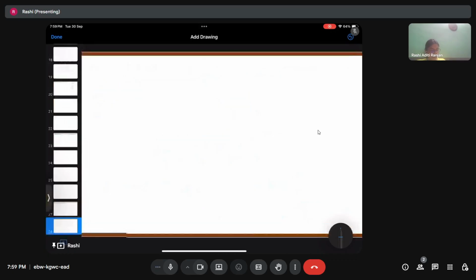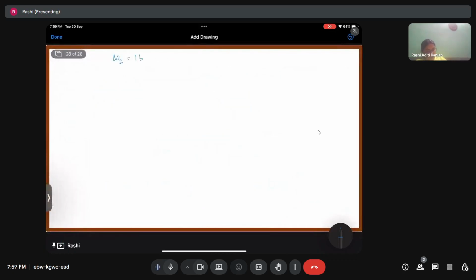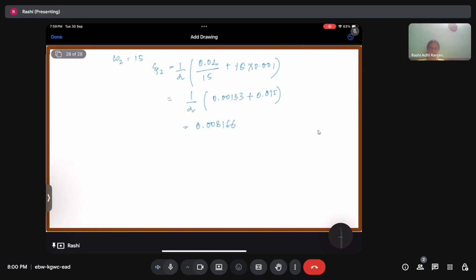For the second case, when omega 2 is 15, we have eta 2 as 1 by 2 into (0.02 by 15 plus 15 into 0.001). This will give 1 by 2 into (0.00133 plus 0.015), which turns out to be 0.008166. Now, if you look over here, the damping value is more when the frequency is more. Omega 2 is more than omega 1. For omega 1, the damping value was 0.0045. For omega 2, 15, the damping value is 0.008166.